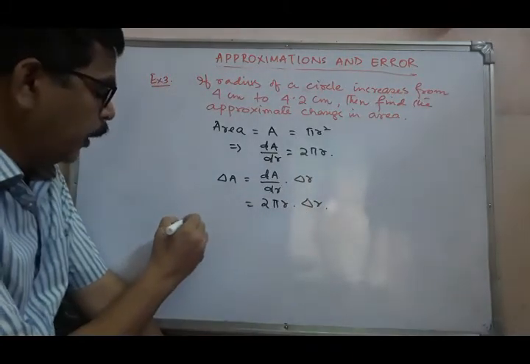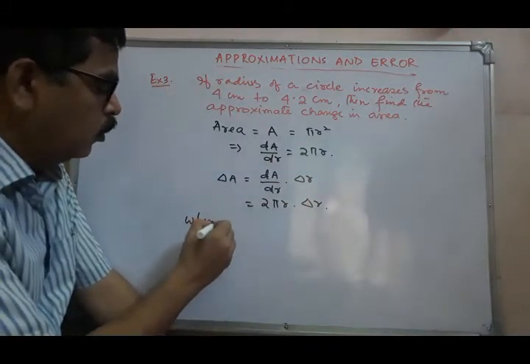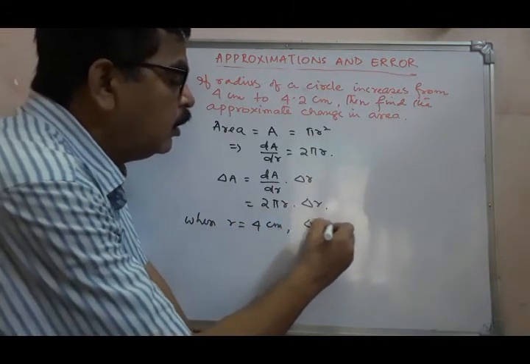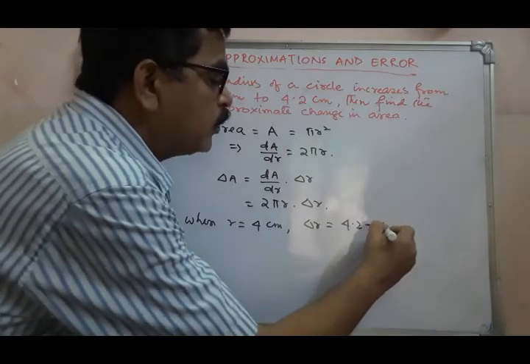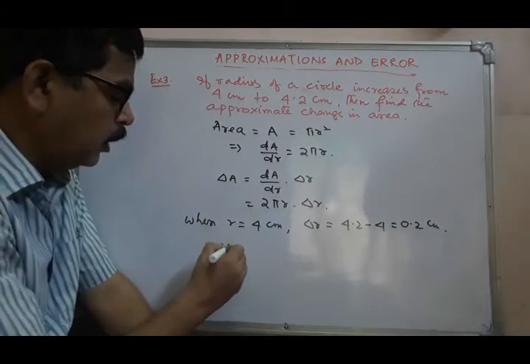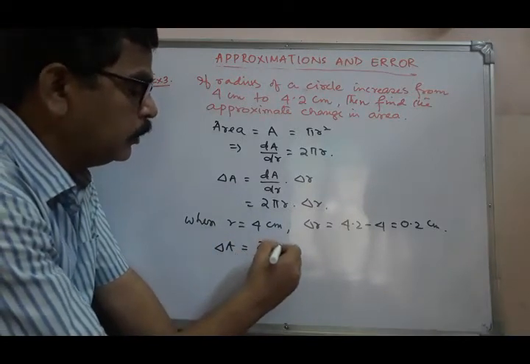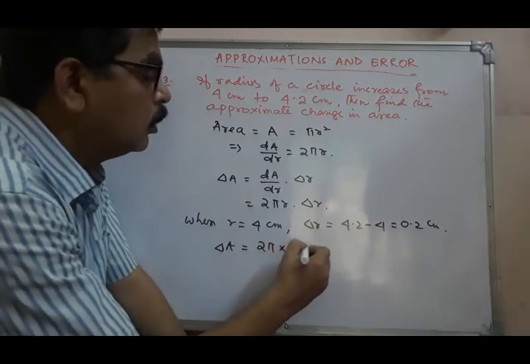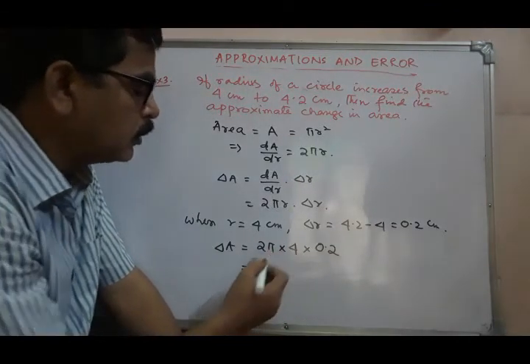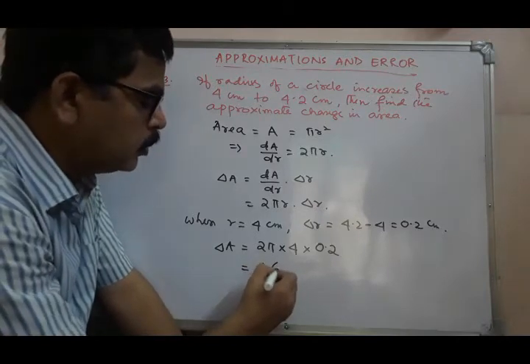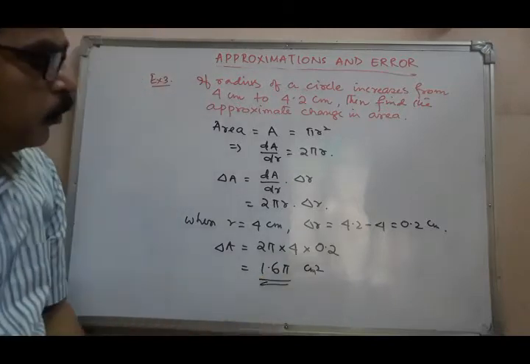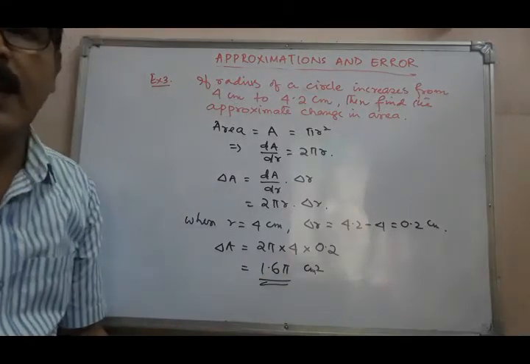So now when r equal to 4 centimeter, then delta r equal to 4.2 minus 4, that is 0.2 centimeter, and therefore delta A equal to 2 pi, r is 4 and delta r is 0.2. So therefore it is coming 1.6 pi centimeter square. So this is the approximate change in area.